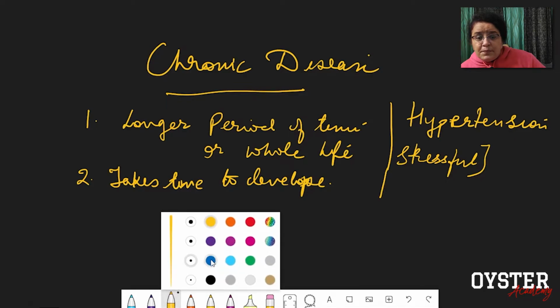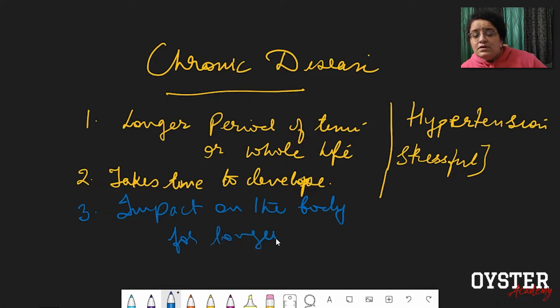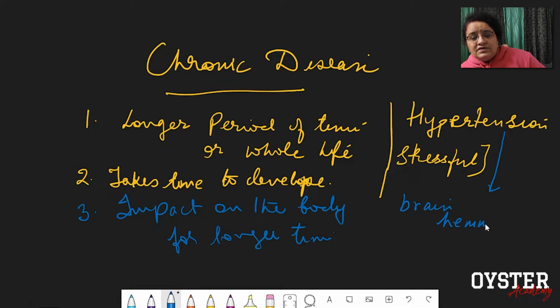So next is the impact on the body. I will write here, the impact on the body, again it is for a longer time, maybe for the whole life, and it may have a very bad effect. How? Because this hypertension, if the person is not taking care of it properly under a medical practitioner, then it may lead to brain hemorrhage also. It may lead to loss of an organ also, loss of an eye because of the sudden bursting of the blood vessels in the body. So we can say chronic diseases are for a longer period of time.